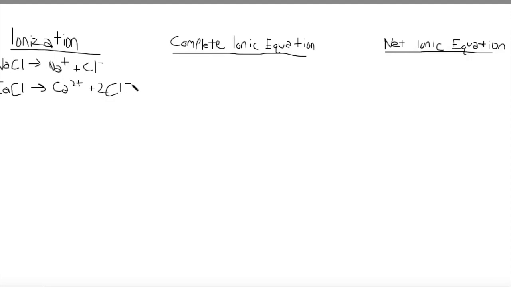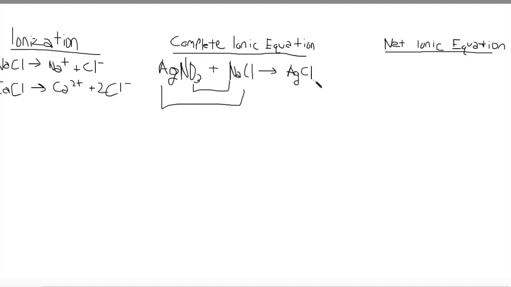So this is very similar to what we're going to do in the complete ionic equation. So if we had silver nitrate and sodium chloride in a double replacement reaction, how would that look? So for a complete ionic equation, first we're going to predict the products. As we remember, these two will pair, and these two will pair. So that leaves us with silver chloride and sodium nitrate.